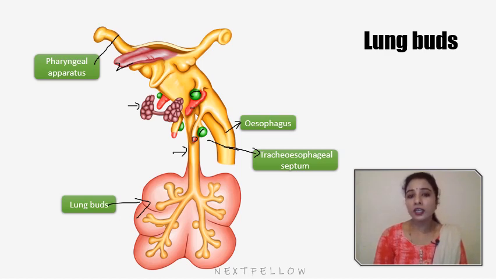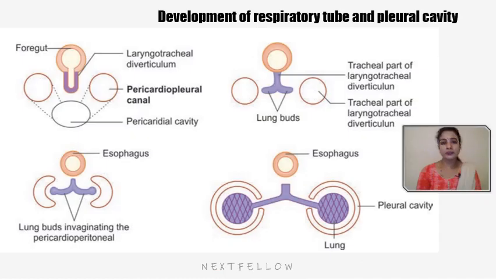The laryngotracheal diverticulum grows downwards to enter the thorax, where it becomes bifid to form two, right and left, bronchial buds, that is lung buds. So the part of the diverticulum proximal to the bifurcation forms the larynx and trachea, whereas the bronchial buds form the bronchi and the lung parenchyma. So that is about the lung bud formation.